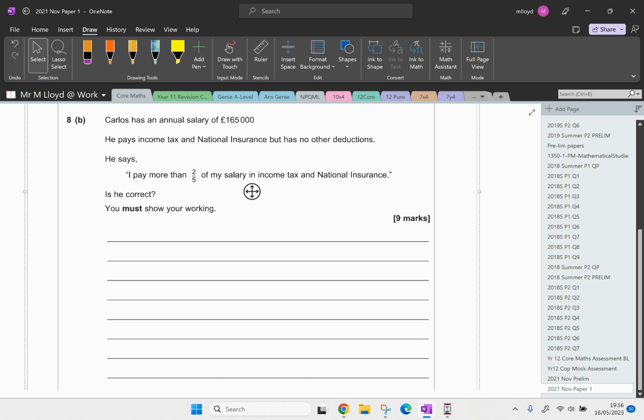So first thing I want to do is £165,000 times by, he says I pay more than two-fifths of my salary in income tax and national insurance. So let's work out what two-fifths is. So we're going to multiply by two-fifths, 165,000 divided by 5 times by 2, and that's going to be £66,000. So we're going to see whether he pays more than that or whether he pays less than that.